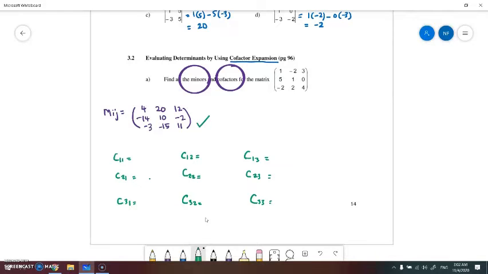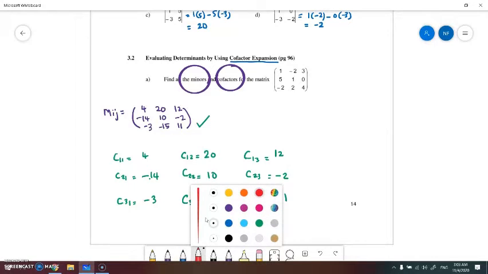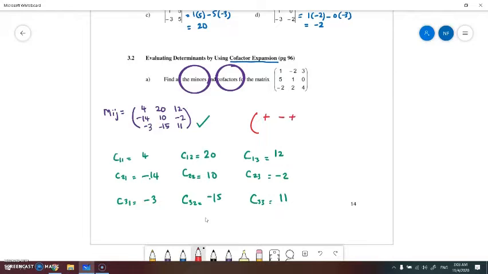Now we're going to find the cofactors. Also, you will have 9 cofactors. You just follow whatever answers your minors gave: 20, 12, negative 14, 10, negative 2, negative 3, negative 15, and 11. To find the cofactor, you just have to follow the positive and negative signs.